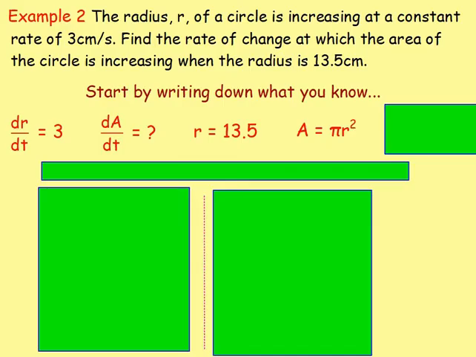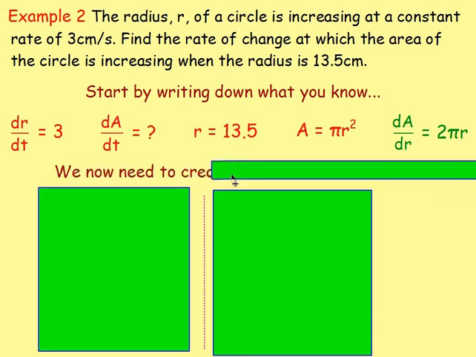Again, think, is there anything else you can work out? So you can't work anything out here or here or here, but because you've got A in terms of r, you could differentiate A with respect to r. So we can say dA by dr equals, and then if you differentiate this, just bring the 2 down, so you'd have 2 pi r. So that is us armed with all this information. So can we now find dA by dt?